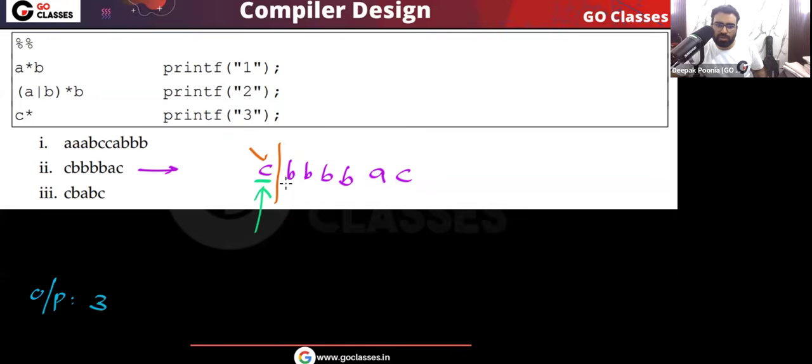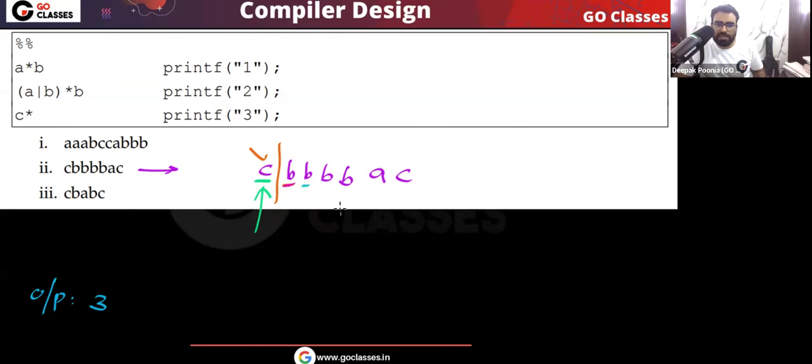Okay. Now you can see you will read this B. Who is in the race? Which regular expression is in the race? You can see the first two regular expressions are in the race. The third regular expression is not in the race because here you don't have any A comma B. So when I read this B, then the first two regular expressions are in the race.